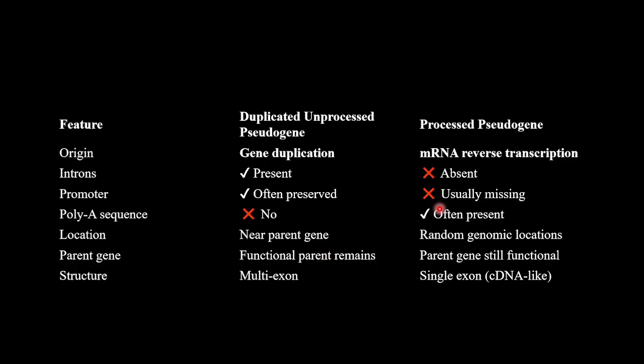Location near the parent gene. Processed can occur at any site or random genomic location. Parental gene: functional parent remains. Processed: in this also the parental gene is still functional. The structure is multi-exon. In this case, this is single exon.